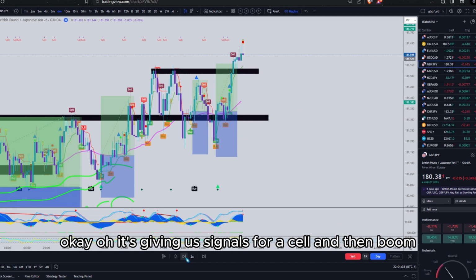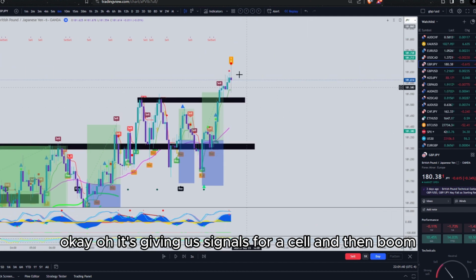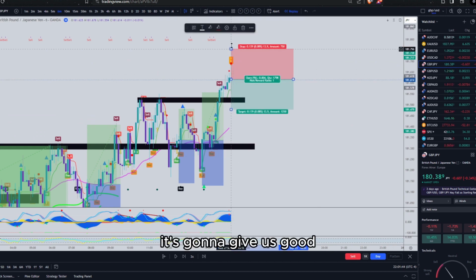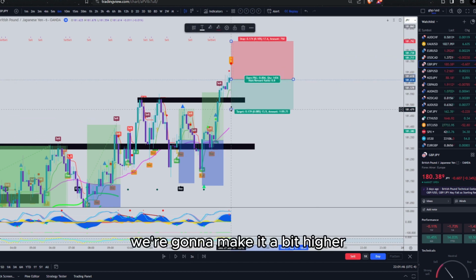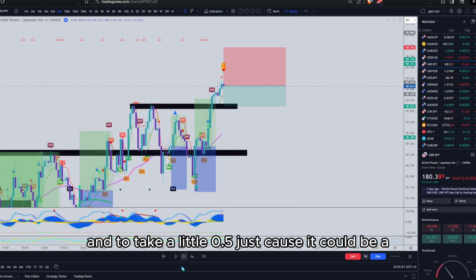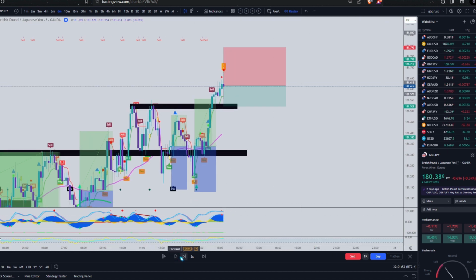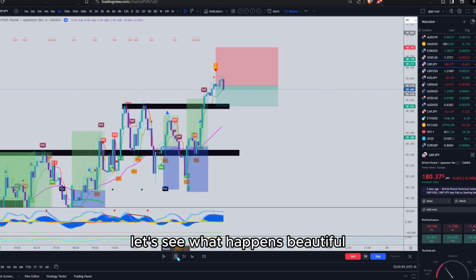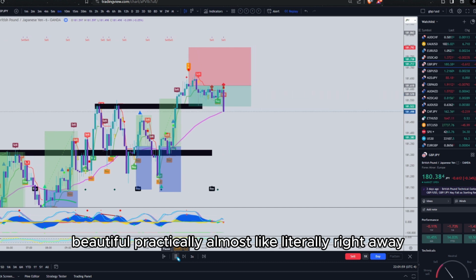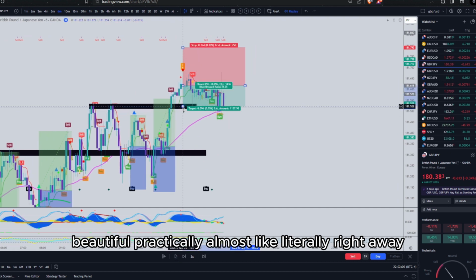Okay, it's giving us signals for a sell, and then boom, a 9. We like that. We're going to make it a bit higher and take a little 0.5 just because it could be a continuation. Let's see what happens. Beautiful. Practically almost literally right away.